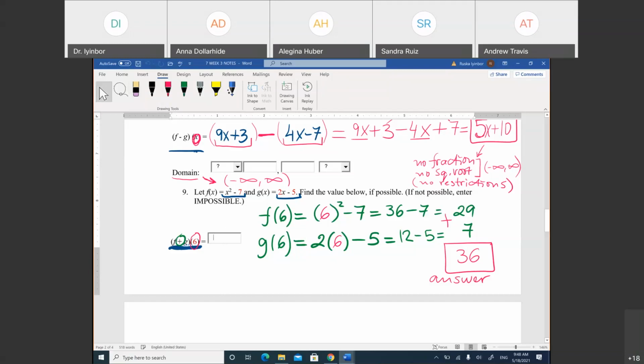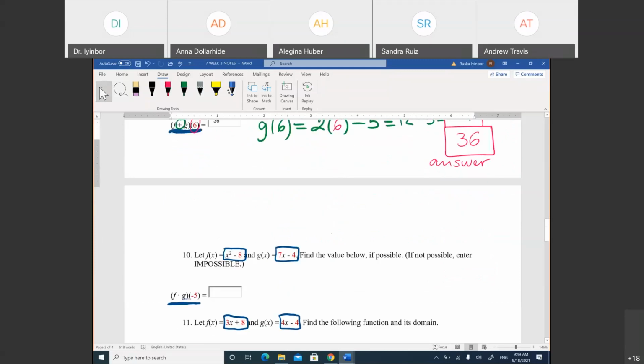So when you have algebra functions, f plus g, f minus g, f times g of a number, the answer is going to be a number. If you have f minus g, f plus g, whatever it is of x, the answer is going to be an expression with x. Make sense? It's going to be a function with x. Okay? Everybody good so far? So it sounds complex, algebra functions, but it's really simple, right?